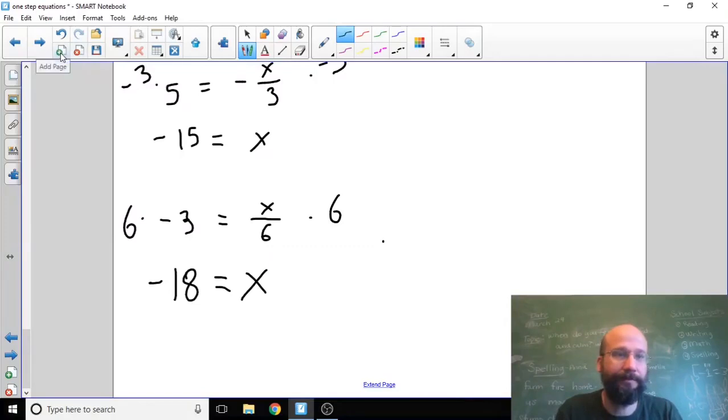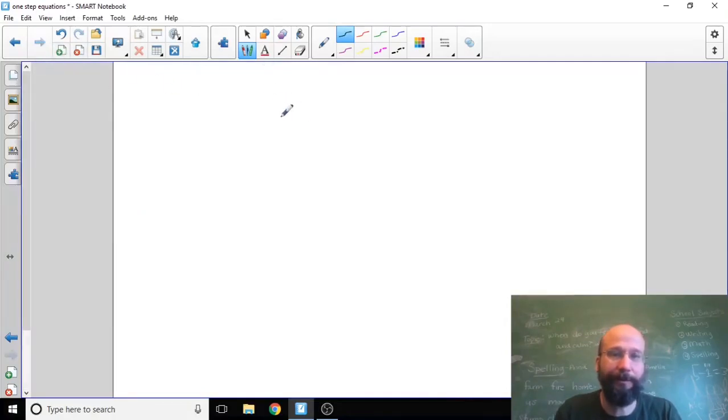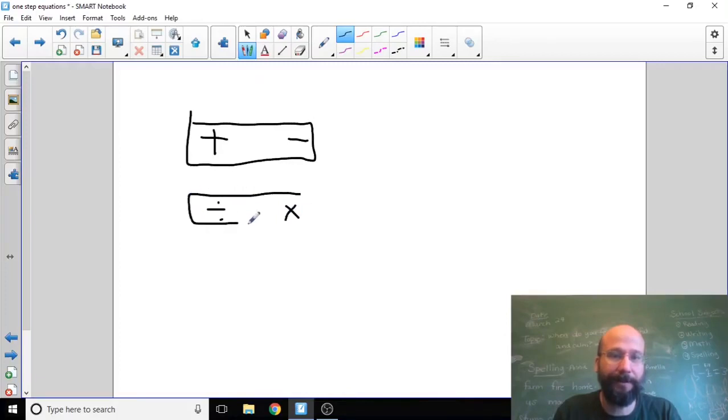Good, so these are all one step. Should be review for everybody. But just the important part is understanding that these are opposites, plus and minus, and that division is the opposite of multiplication. So when you see one, I'm going to draw an eye because I like drawing eyes. When you see one, you do the other one, and vice versa.